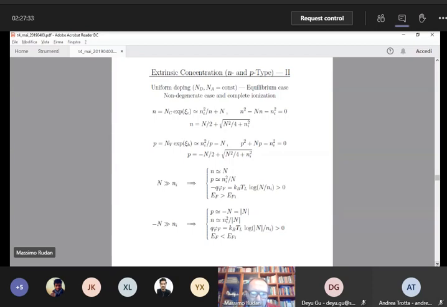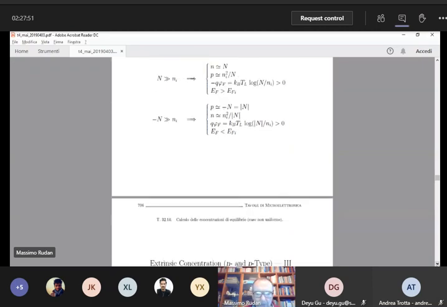and the electrons will have a concentration equal to Ni squared divided by the absolute value of N, so the electrons will be the minority carriers, the Fermi level will be below the intrinsic, and the Fermi potential will be positive.